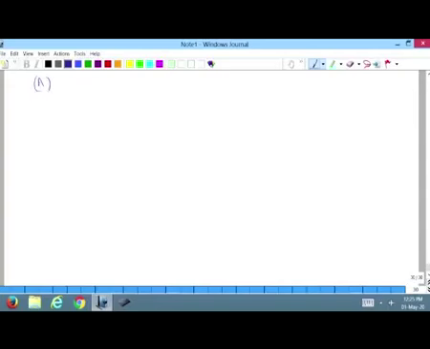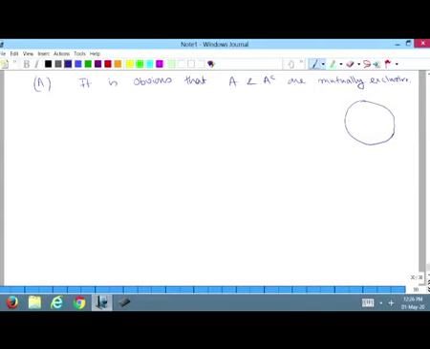A, it is obvious that A and A complement are mutually exclusive, because if this is my omega and this is my A, then this part is A complement, since there does not exist any omega such that omega belongs to A and omega belongs to A complement.